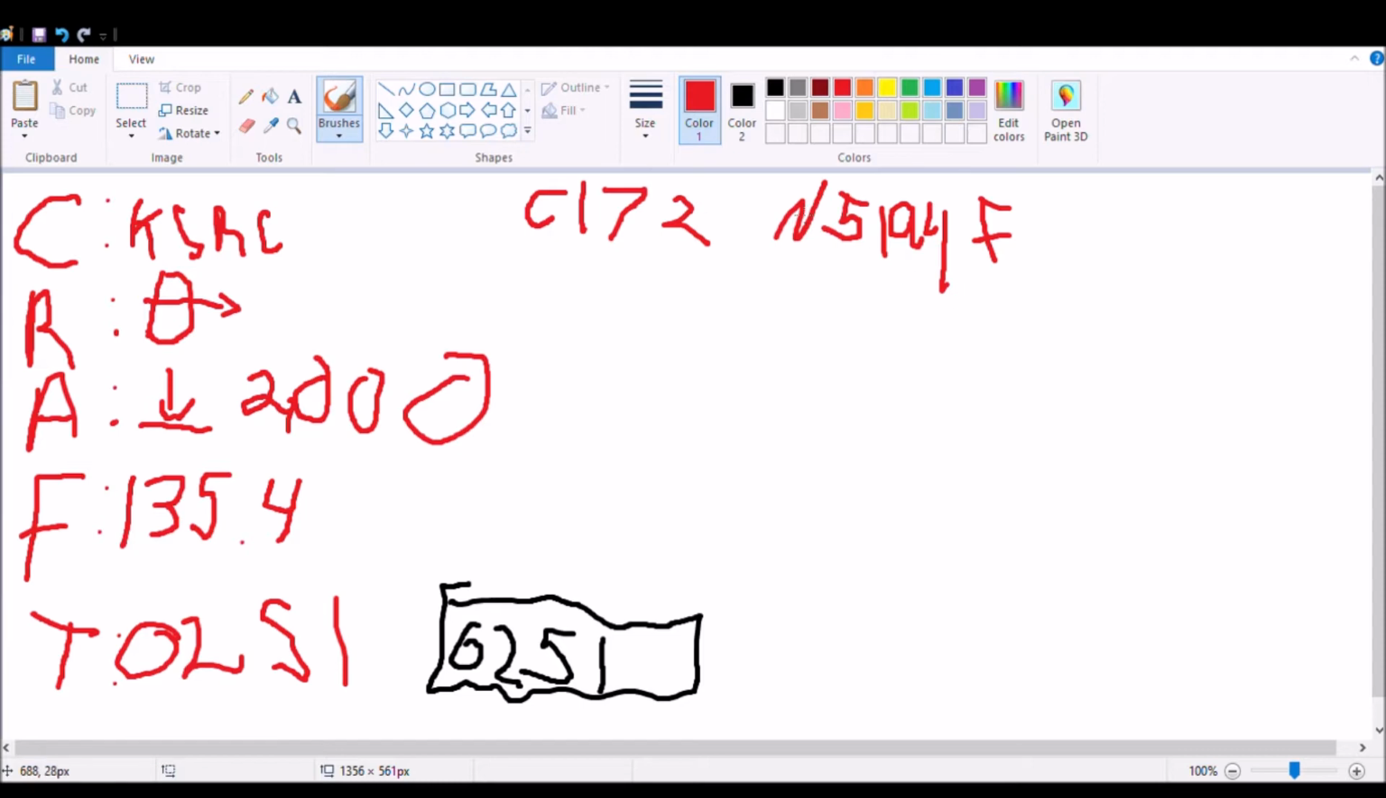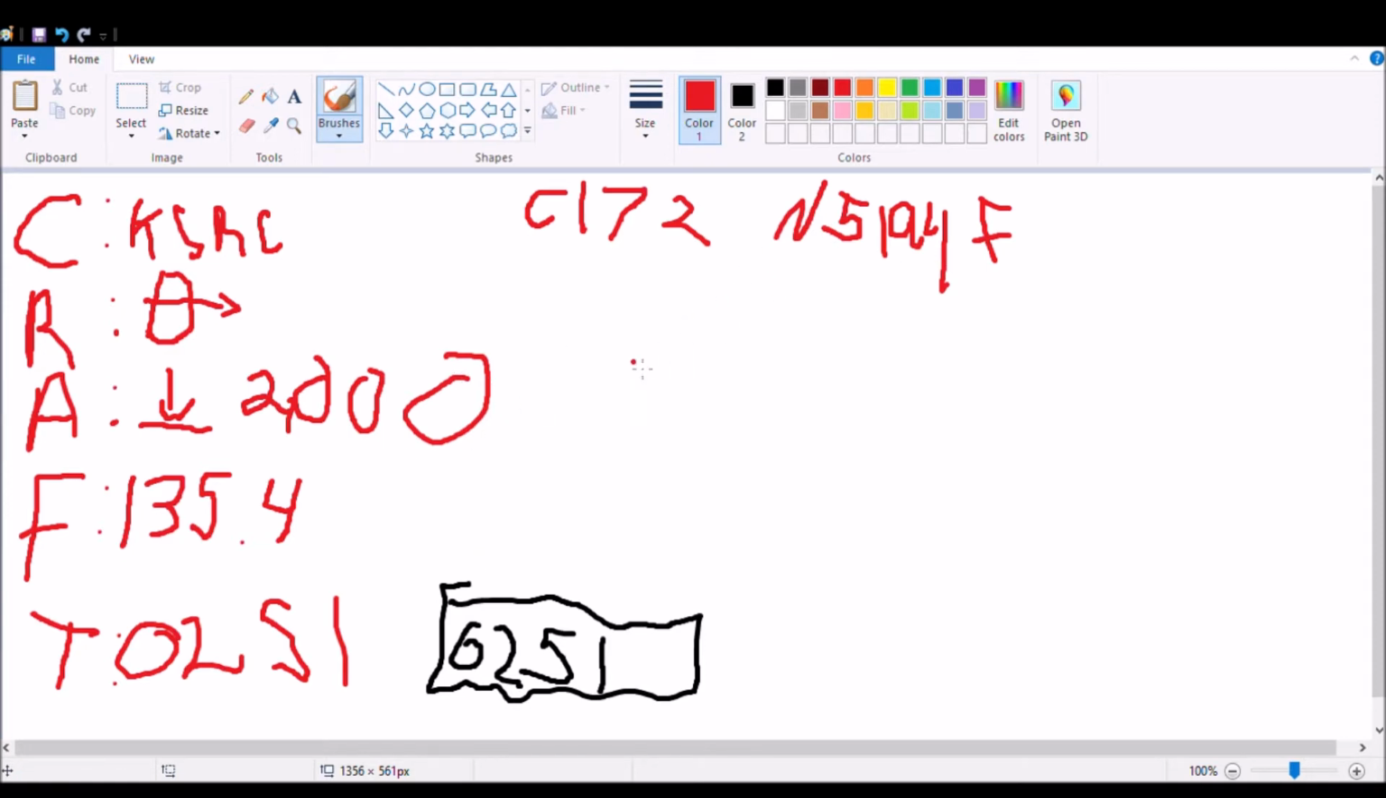So bringing back to clearance, I'd say, Skyhawk 5194 Foxtrot, maintain VFR out below 2,000, departure frequency 135.4, squawk 0251, and that's all I would have to read back to them. And then they'd say, read back correct, or you missed this or this.